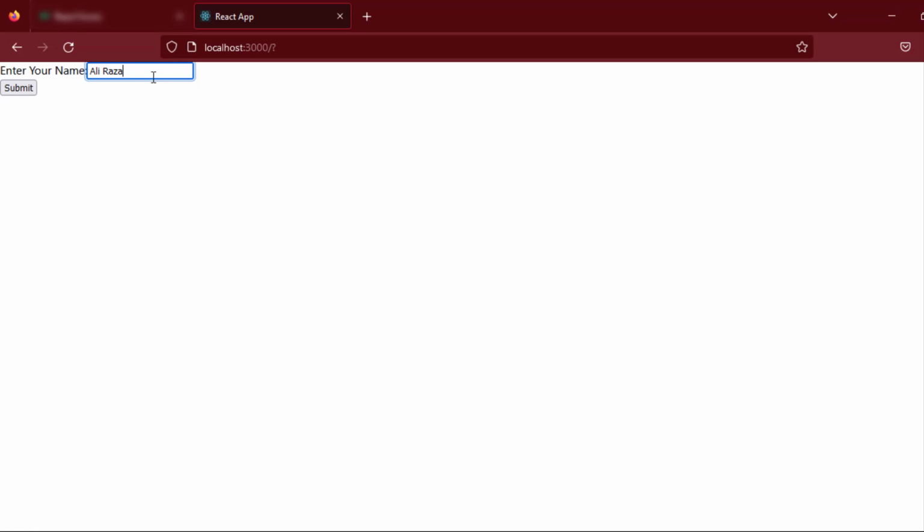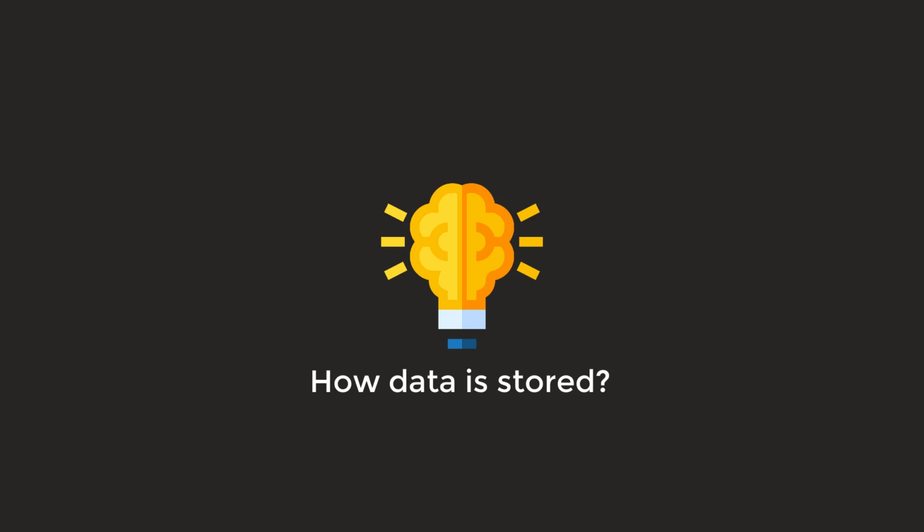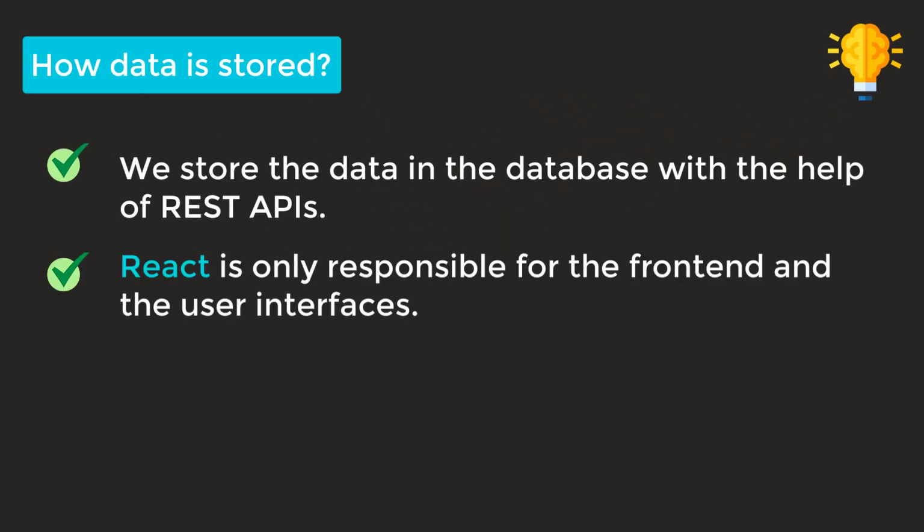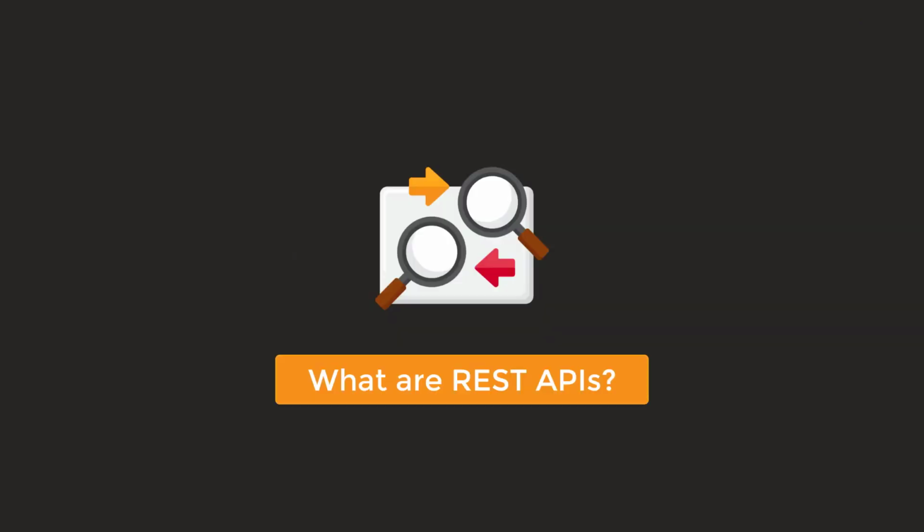I'll type the name and click on the submit button. You guys can see that it's not refreshing the web page now. So that is how the form works in React. But there's one thing you might be thinking, if it's not submitting actually, then how are we gonna save the data? Basically, we are using REST APIs in order to store the data. React is only responsible for the front end, so we won't be storing anything in React. Rather, we'll be working with REST APIs in order to store the data. We'll be discussing the REST APIs in the future videos.